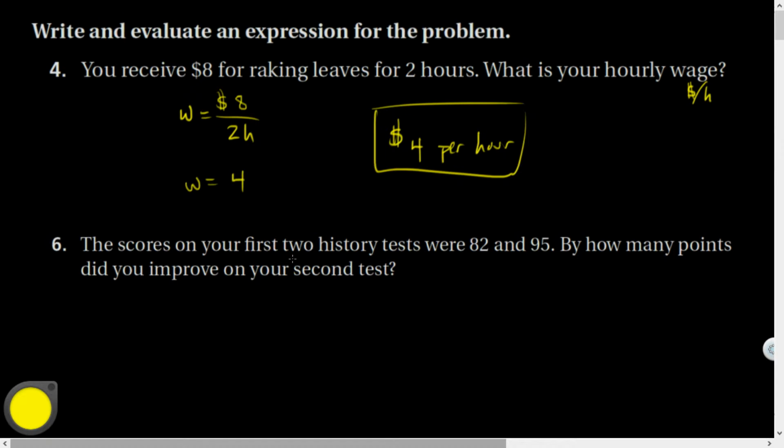Question 6. The scores on your first 2 history tests were 82 and 95. By how many points did you improve on your second test? I'll call that P. Actually, that's a little bit too algebra. Sorry, we'll be doing that tomorrow. I'm going to say that my points improved would be my new score minus my old score. Someone already gave me the solution. They're saying 13. So 13 points improvement. That seems to work for me.